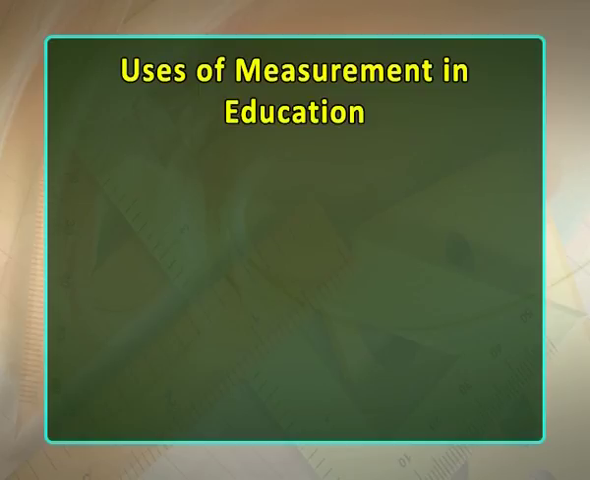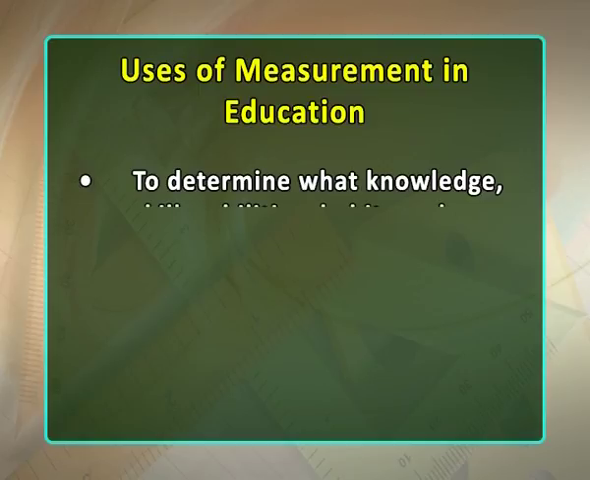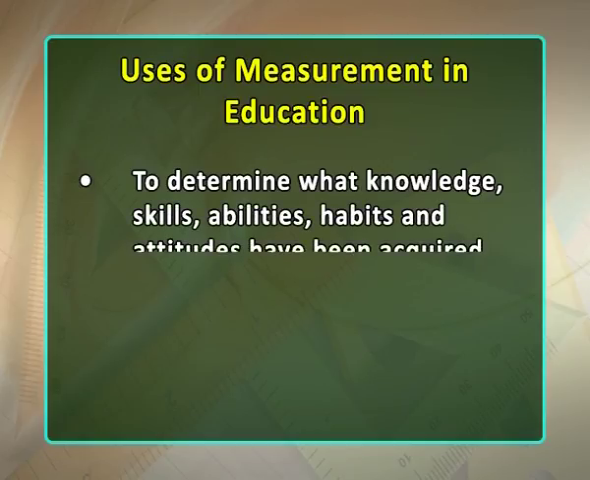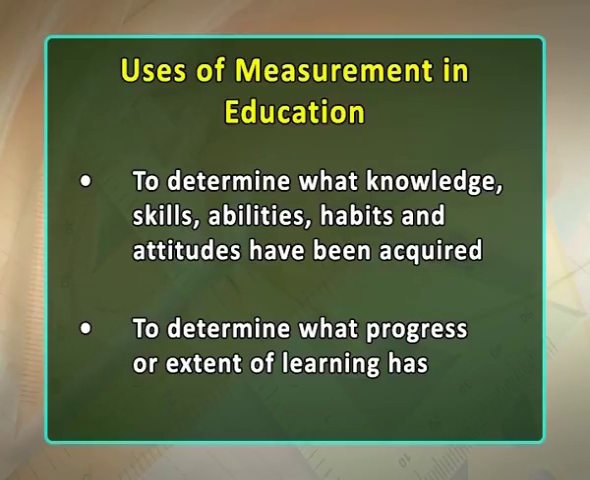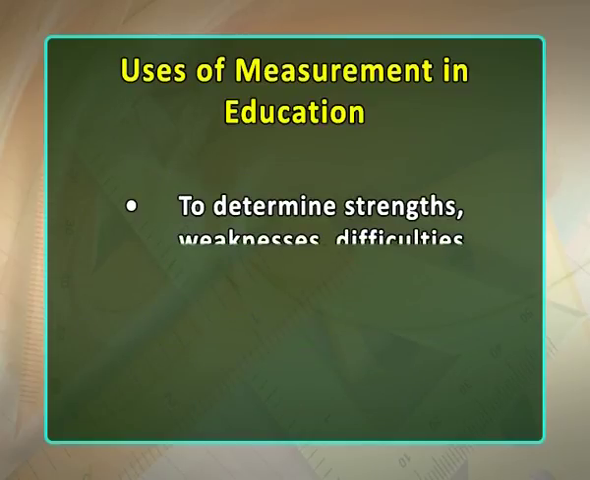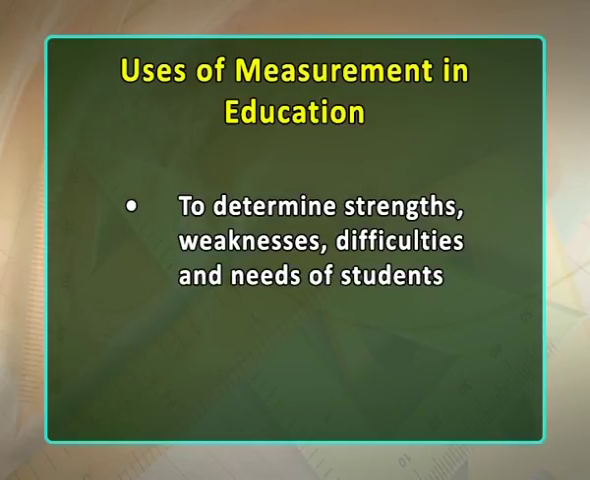Measurement in education is used, first, to determine what knowledge, skills, abilities, habits and attitudes have been acquired. Second, to determine what progress or extent of learning has been attained. And third, to determine strengths, weaknesses, difficulties and needs of students.